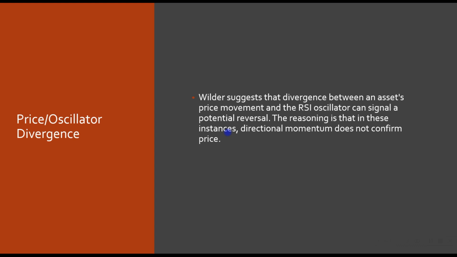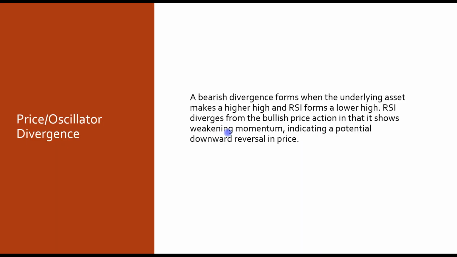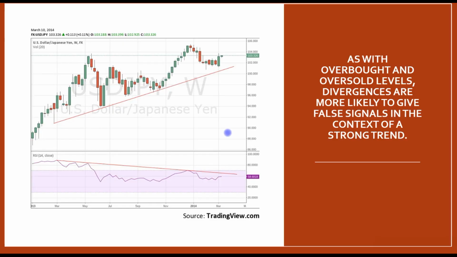Wilder suggests that divergence between an asset's price movement and RSI oscillators can signal a potential reversal. The reason is that in these instances, directional movement does not confirm price. As with overbought and oversold levels, divergences are more likely to give false signals in a context of a strong trend.